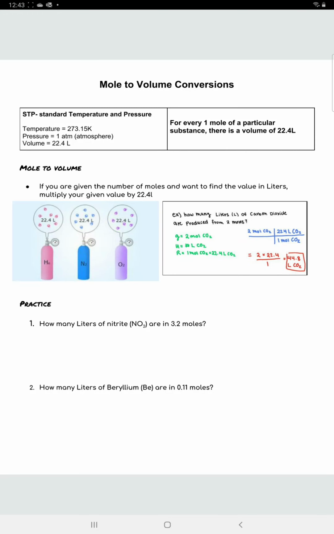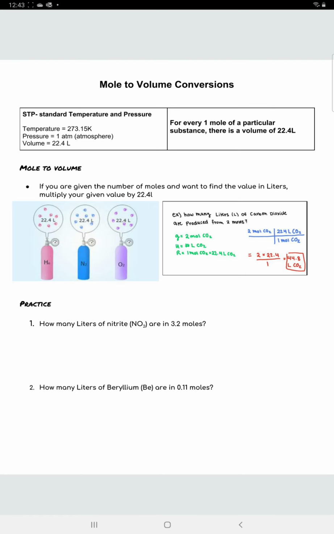Hi guys. So today we're going to talk about mole to volume conversions. This is one of the last conversions that we'll talk about for this unit. And the nice thing about this is it's going to segue us nicely into what we'll be talking about for Unit 7, which is going to be solutions.